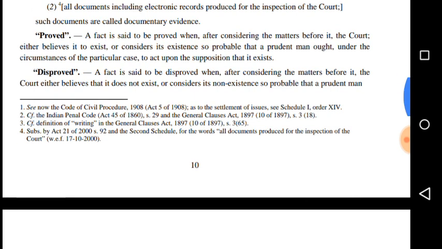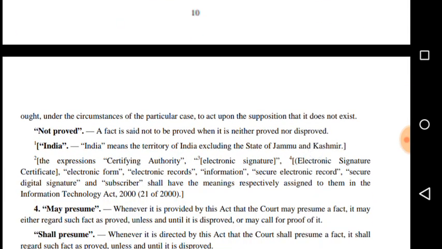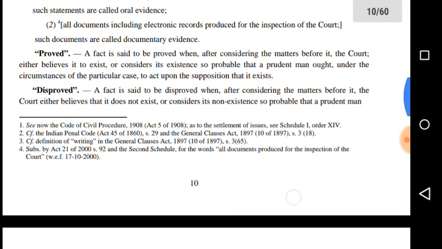Disproved. A fact is said to be disproved when, after considering the matter before it, the court either believes that it does not exist or considers its non-existence so probable that a prudent man ought, under the circumstances of the particular case, to act upon the supposition that it does not exist. Of course, it's the same thing; the only difference in the wording is the "does not" here. The wordings are almost the same.